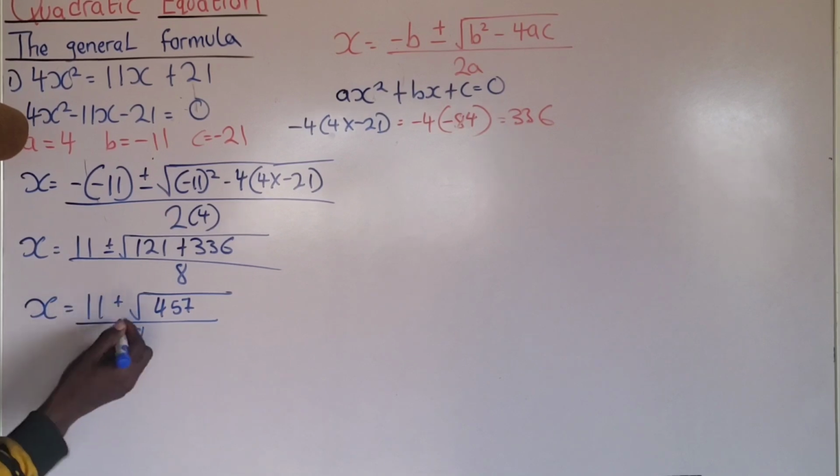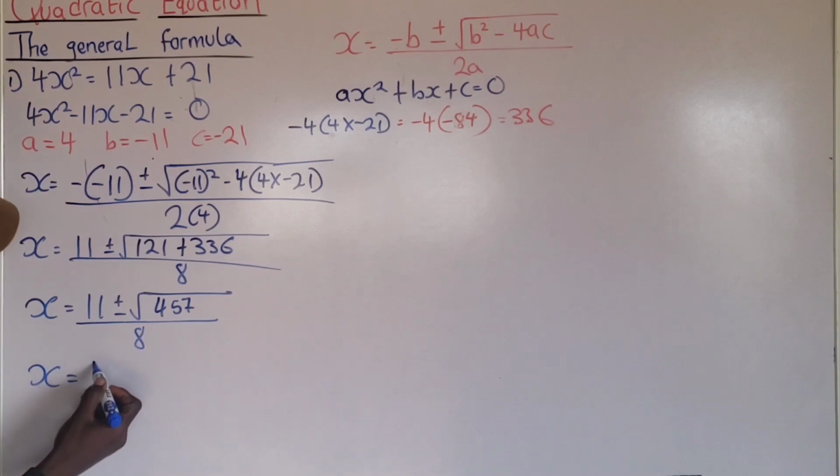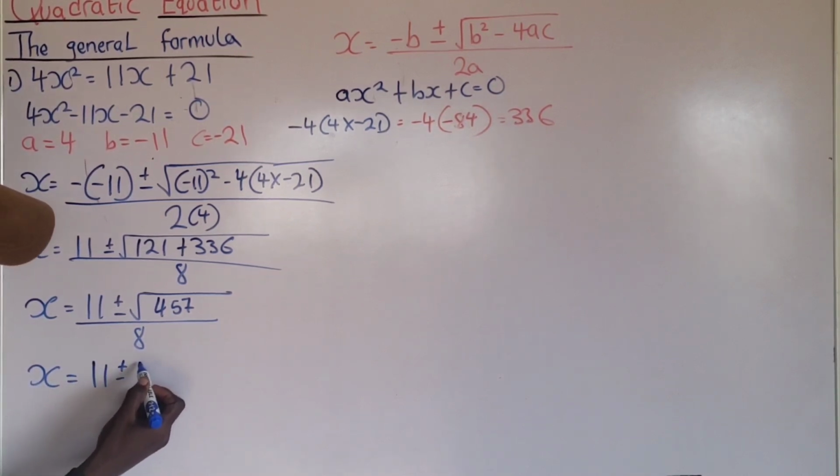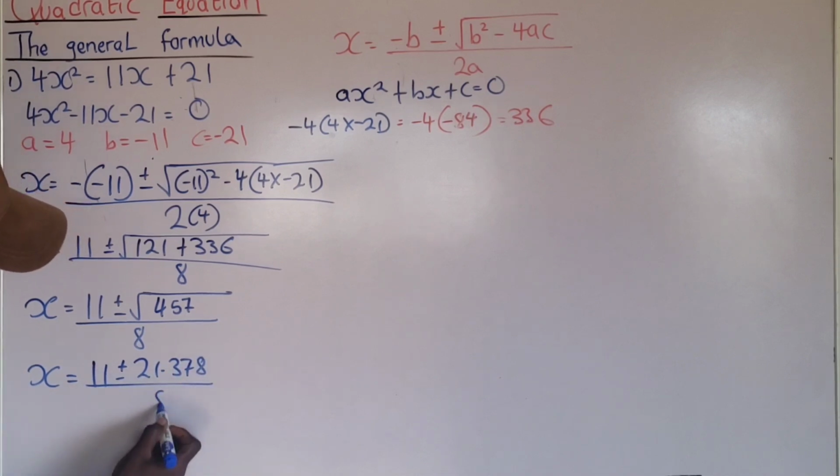Okay, so here I'm going to have x is equals to, now we can separate the sign, or let us first take the square root of 457. The square root of 457 is 21.378. So I'm going to have 11 plus or minus 21.378 all over 8. Okay.